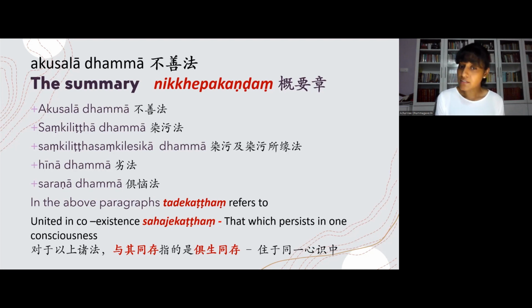given. And what Aṭṭhakatha refers to is Sahajekattaṃ, united in coexistence, that which persists in one consciousness. So when you see Aṭṭhakatha mentioned in these examples given above, they refer to the coexistence or united in coexistence, meaning that they persist in one consciousness.